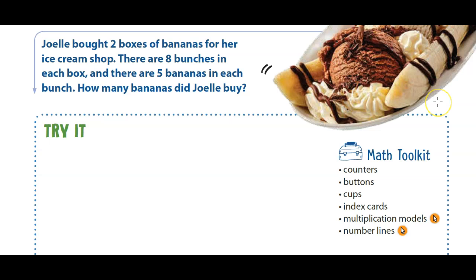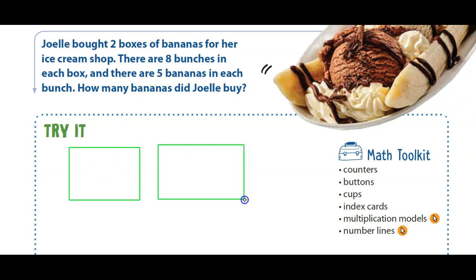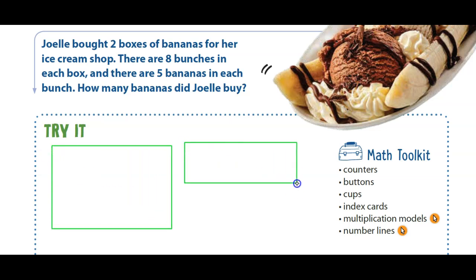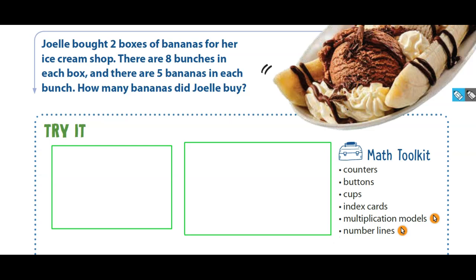Okay. Joel bought 2 boxes of bananas for her ice cream shop. Where are my 2 boxes? There are 8 bunches in each box. I'm going to draw the boxes a little bit bigger so I can add things in there. So my 2 boxes. And how many bunches are in there? 8.